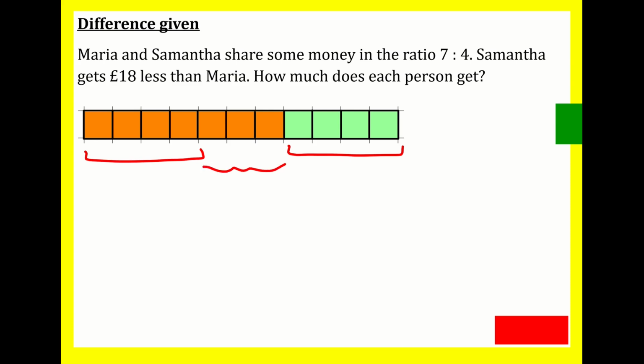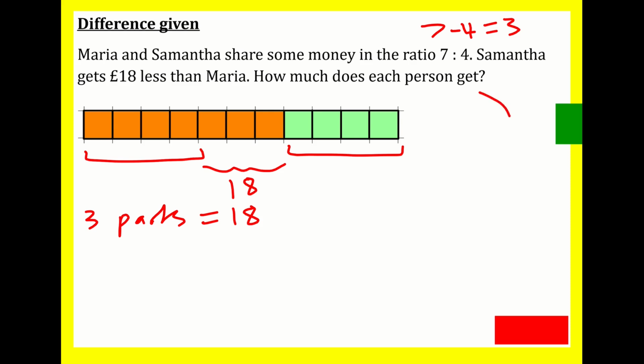So this is the amount that is worth 18. Essentially we've done 7 minus 4 is equal to 3. So that's how you can figure it out if you didn't have a bar diagram. We've got that 3 parts equals 18, and everything just falls out there.